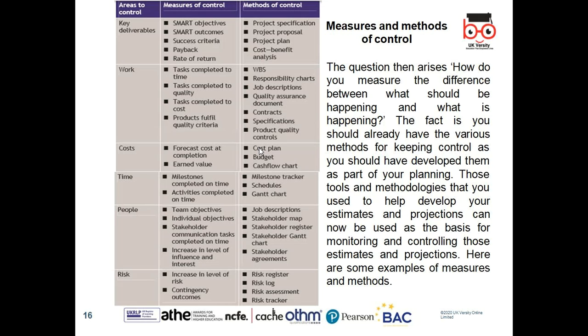Work breakdown structure is a control. Job description is a control. Quality audit department is a control. Cost plan, budget, cash flow is a control. Gantt chart is a control. Stakeholder analysis, their expectation and what we're delivering, is a control. Risk register is a control. Risk log is a control. Yes, risk assessment is a control. Any question? No.